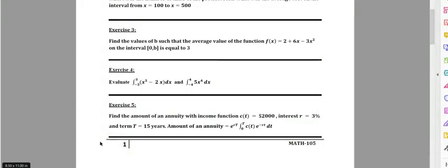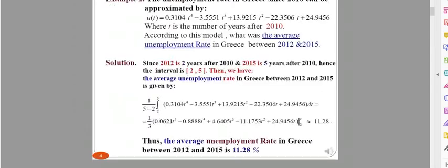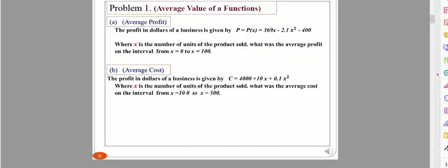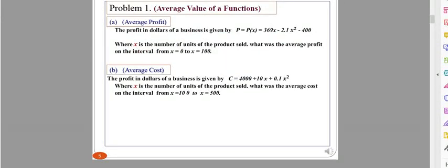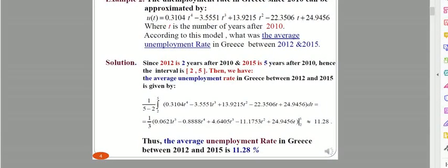Here we need to find the amount of an annuity with income function C of t, where C of t is the income function, and the interest rate. Let's have a look at the annuity formula from the lecture. These exercises are for the average value. I hope that you're able to solve it now.